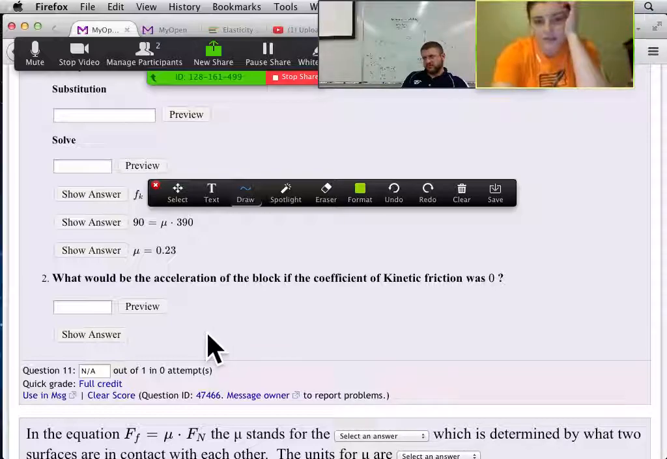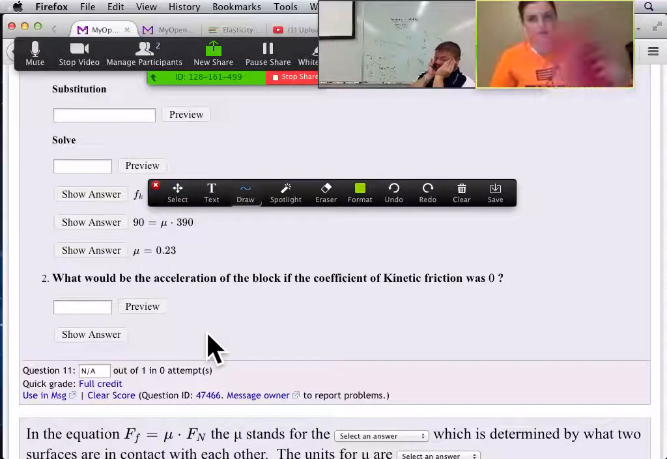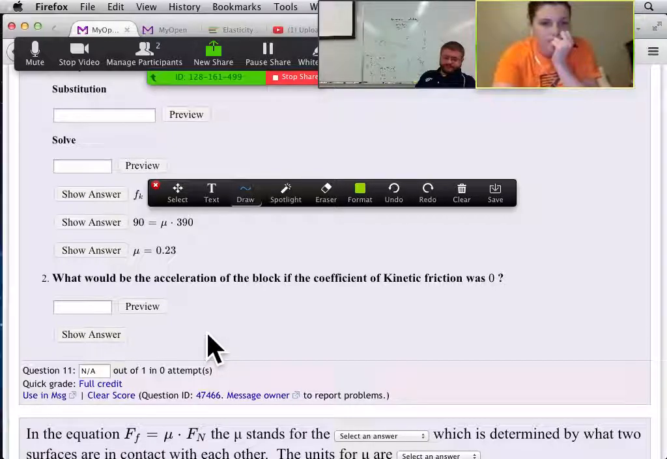We need to put in like the units, you know? No, units need to go in there. Yeah.